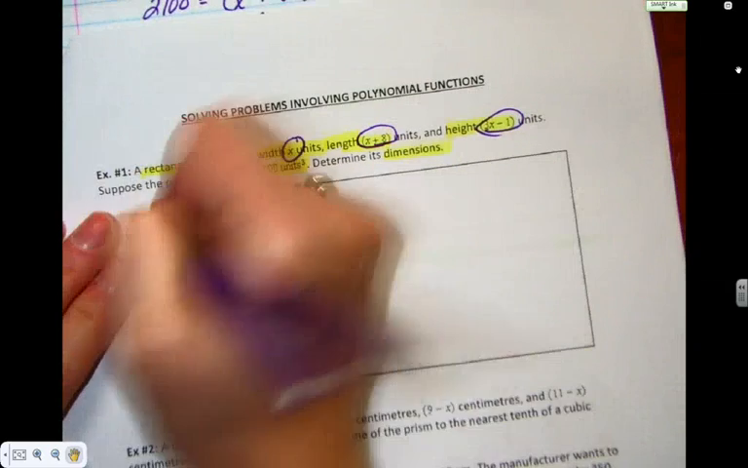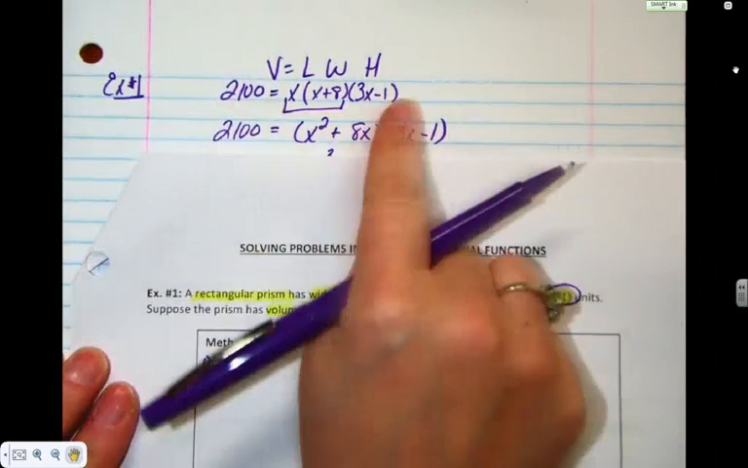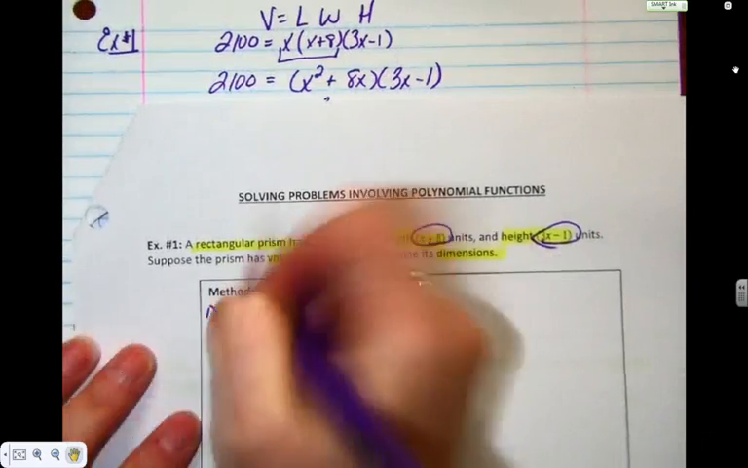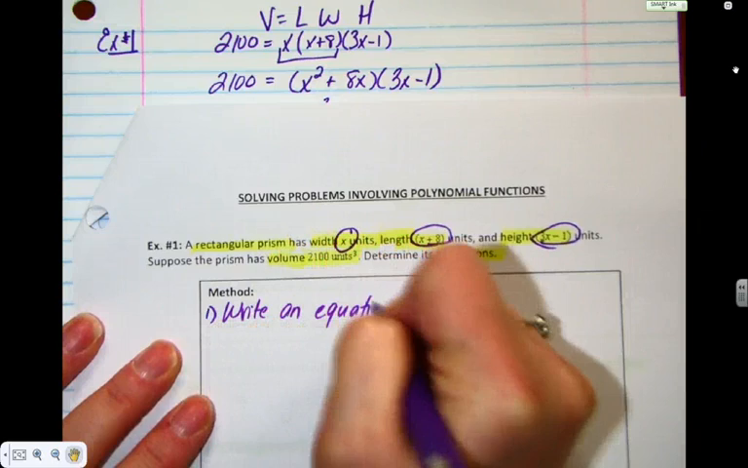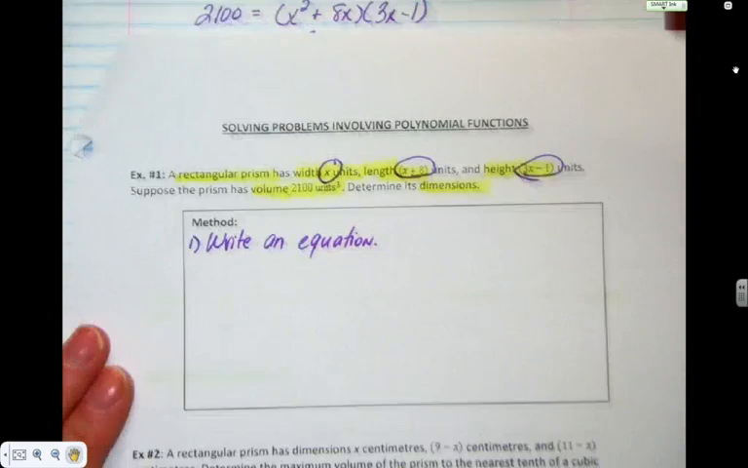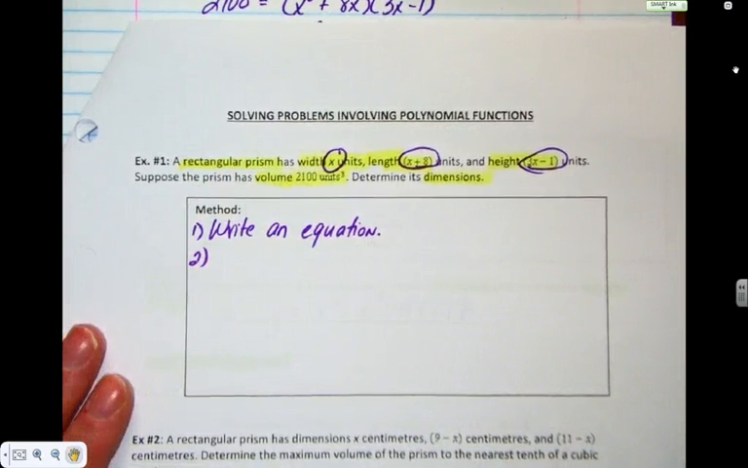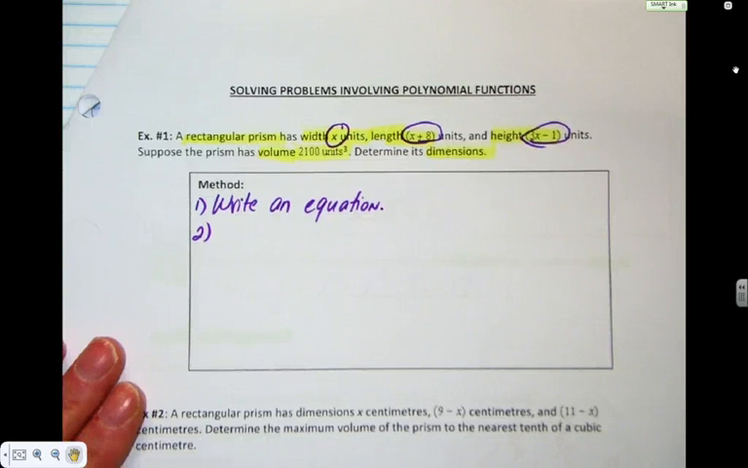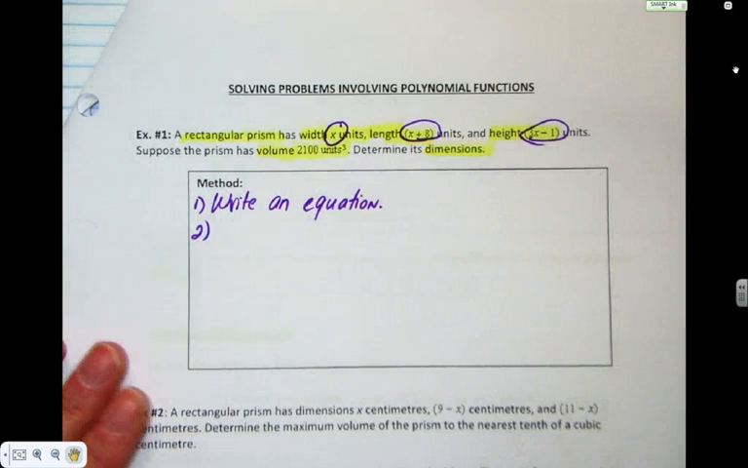Okay, let's write a method. Step 1, what did we do? Right here. Write an equation. Step 2. Okay, what did we call that?